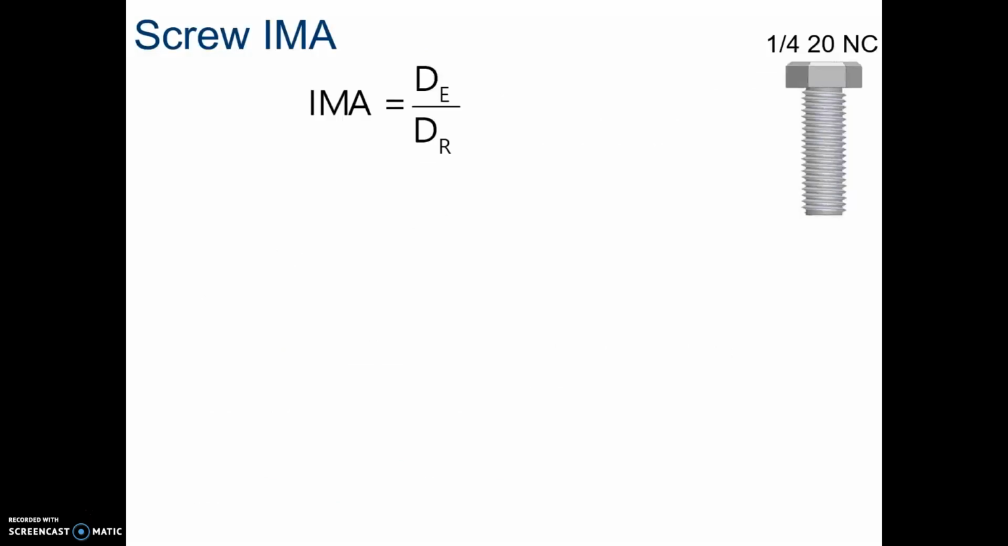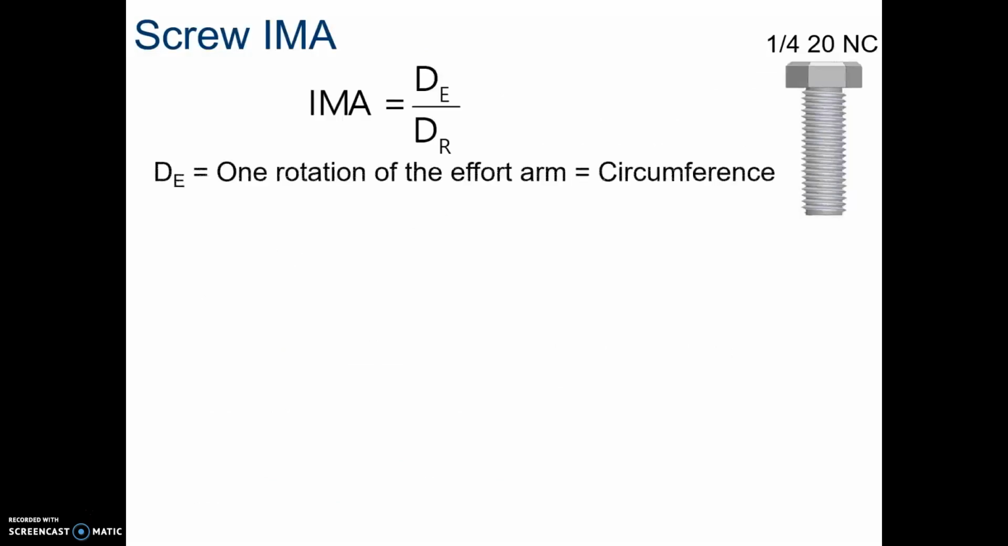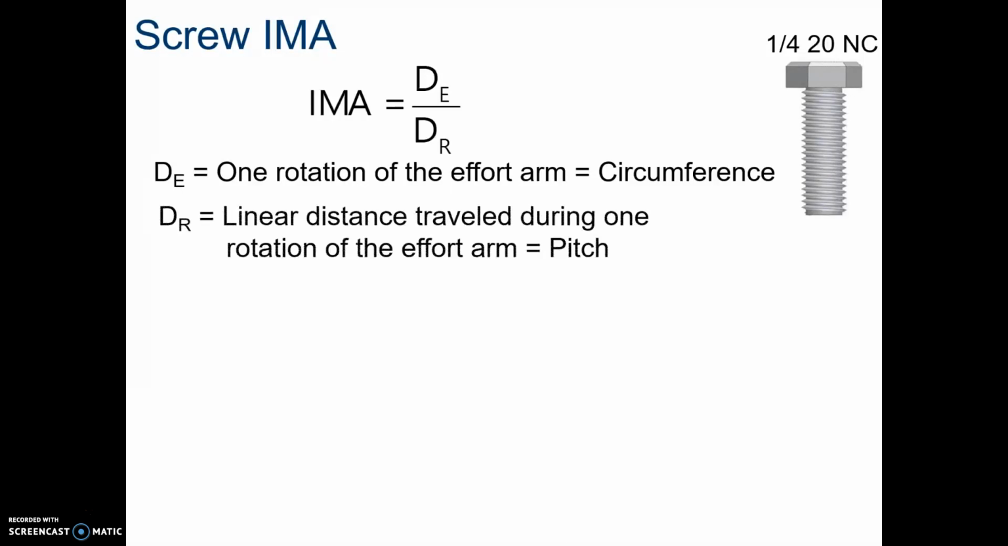For screw IMA, we still see DE over DR, but here DE is actually one rotation of the effort arm, or the circumference of that. And then DR is the linear distance traveled during one rotation of the effort arm, or the pitch. So the distance between two teeth or two threads.